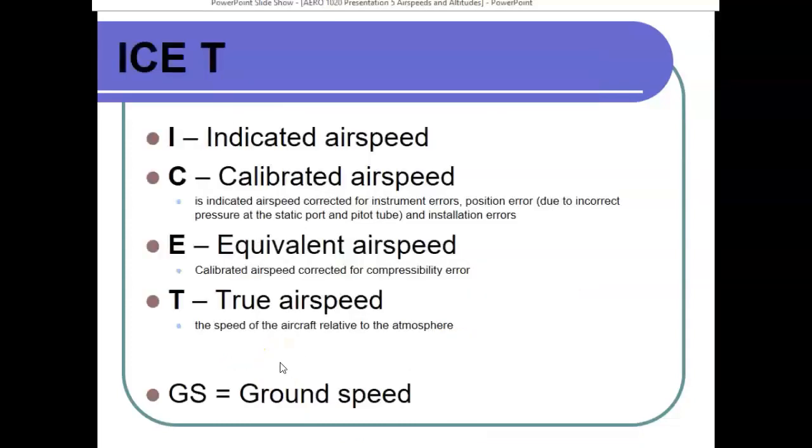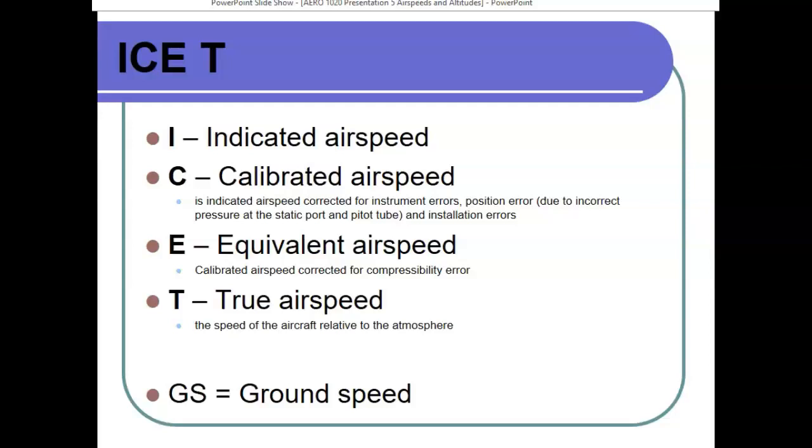So again, we have an acronym to help us remember all of the different airspeeds. It's ICE-T. I for indicated airspeed, which is just the airspeed that you read off of your airspeed indicator. C for calibrated airspeed, which is indicated airspeed corrected for instrument and position error. E is for equivalent airspeed, which is calibrated airspeed corrected for compressibility. And T is for true airspeed, the speed of the aircraft relative to the atmosphere.